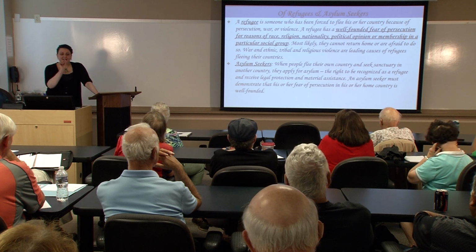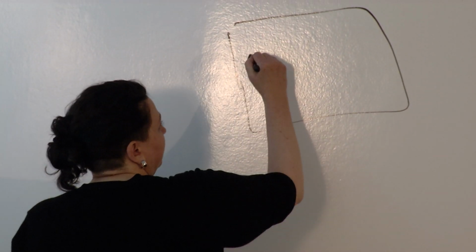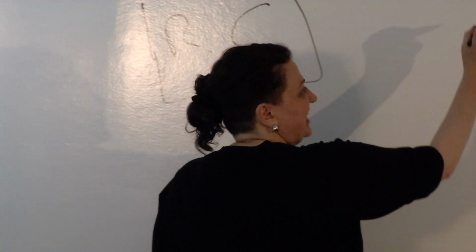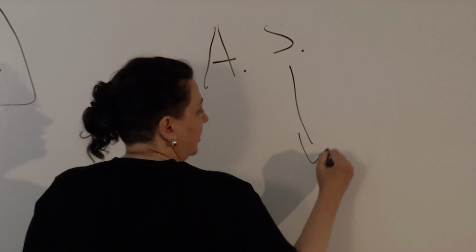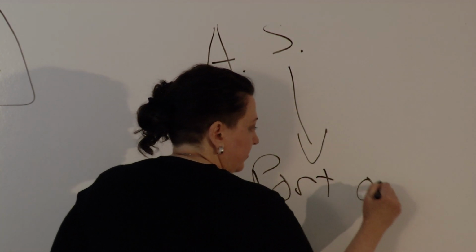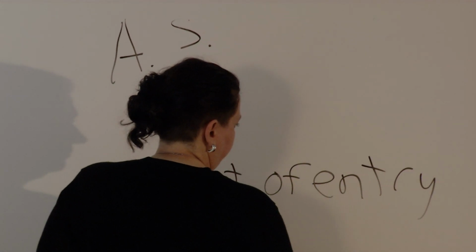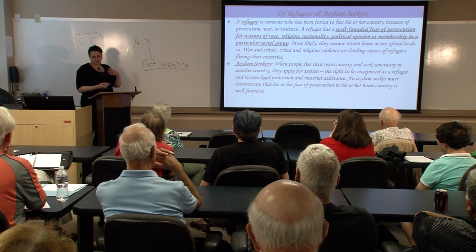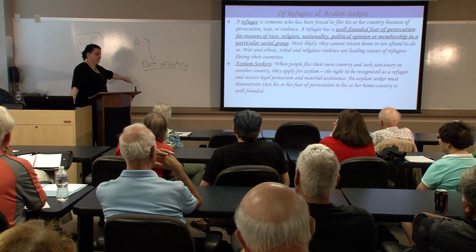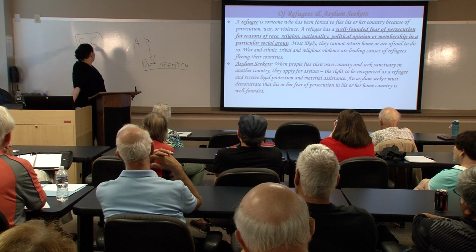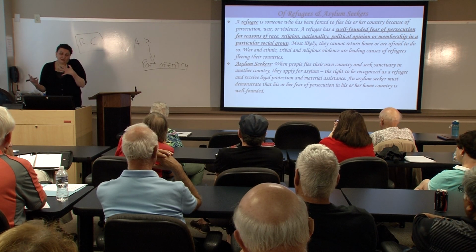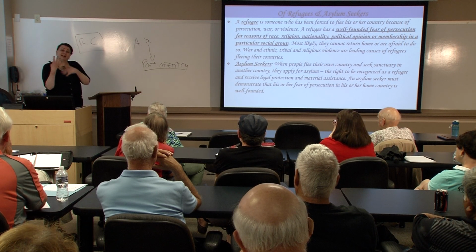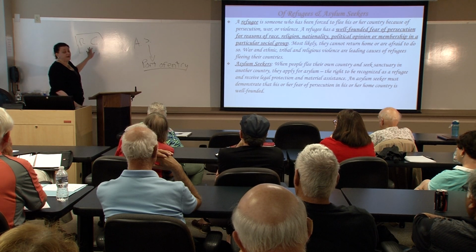Asylum seekers are a little different from refugees. It's when people flee their own country and seek sanctuary in another country, and they apply for asylum. So a refugee flees their country and usually ends up in a refugee camp. I'm gonna call it RC, okay? And an asylum seeker comes to a port of entry, a border, could be a consulate, and asks for asylum. And it's once they're processed that they become refugees. You become a refugee if you're an asylum seeker, or you can be a refugee who gets processed through the UN Refugee Agency at a refugee camp, okay?